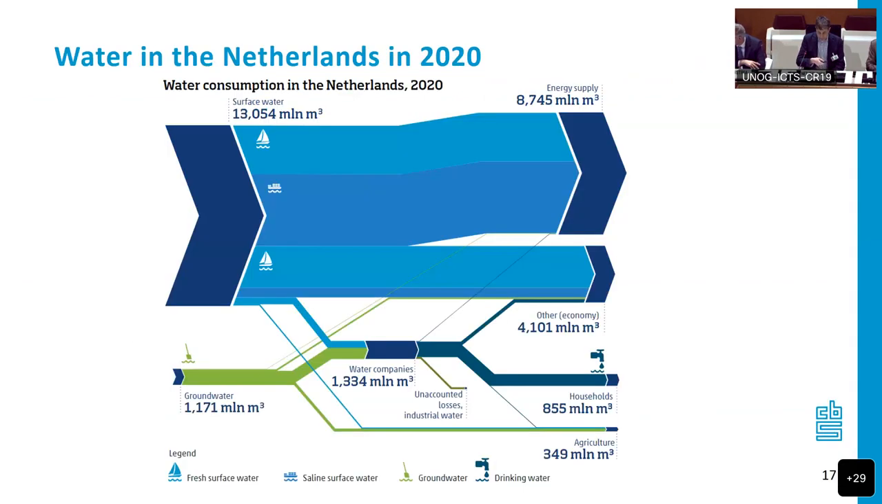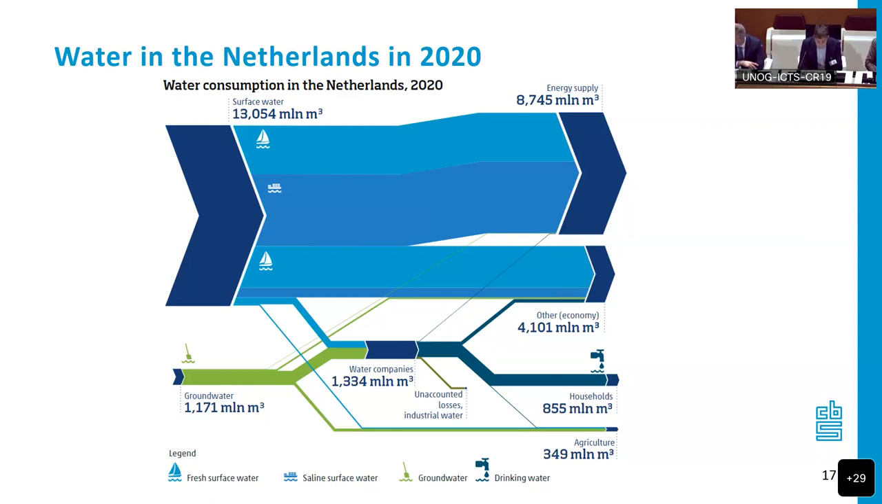Some pictures, also a Sankey diagram for water in the Netherlands that you can see here. This shows the total water consumption in the Netherlands for 2020. As you can see, there's a lot of surface water being used, and a lot of this surface water is used for cooling. So that's the major water use, but of course, that directly flows back to the environment.